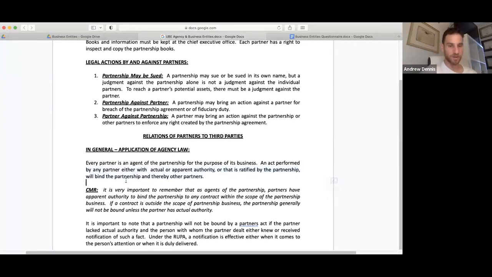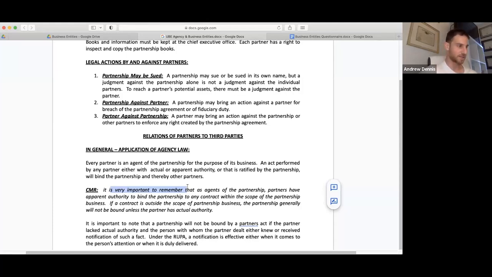That's very important. It's very important to remember that as agents of the partnership, partners have apparent authority to bind the partnership to any contract within the scope of the partnership business. If a contract is outside the scope of partnership business, the partnership generally will not be bound unless the partner had actual authority. So this comes up if someone in the truck has the logo, well, they can probably bind them.